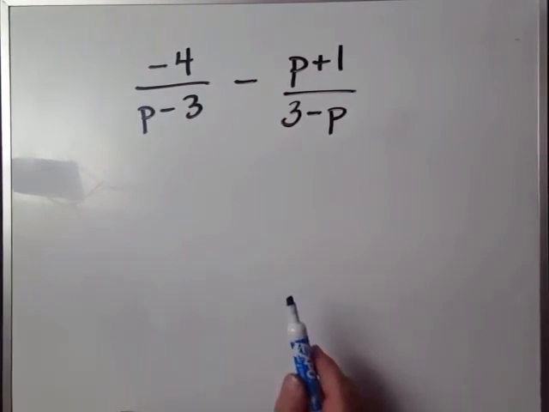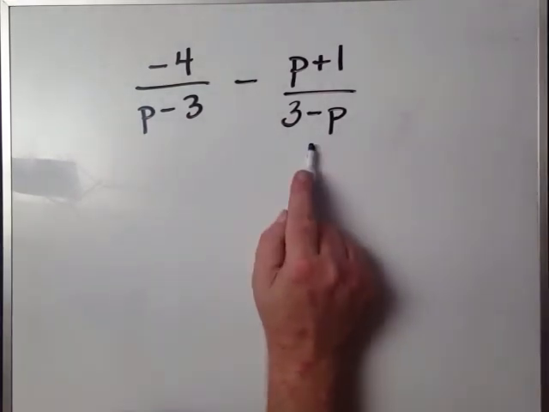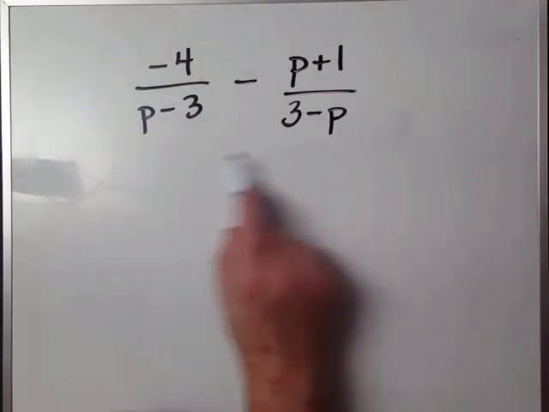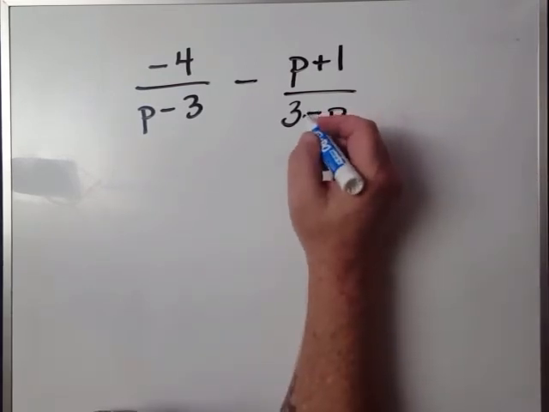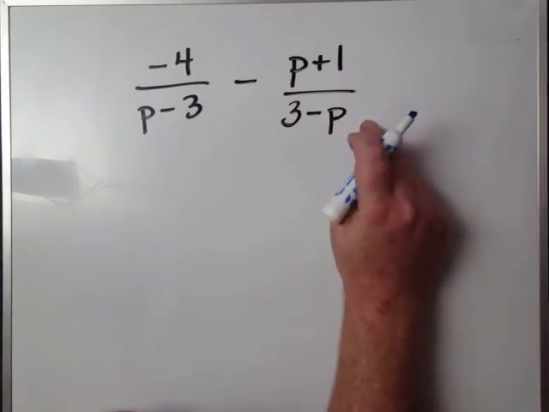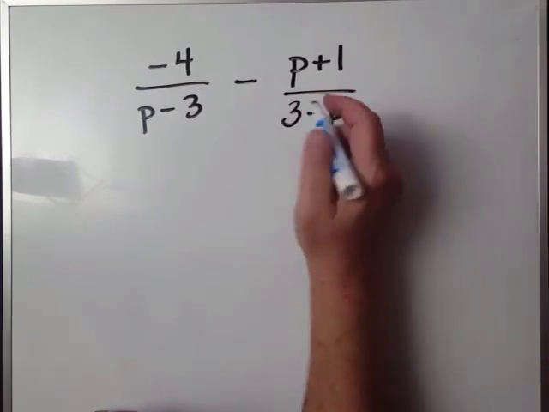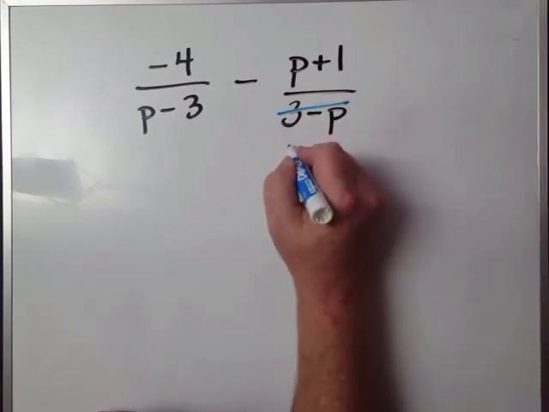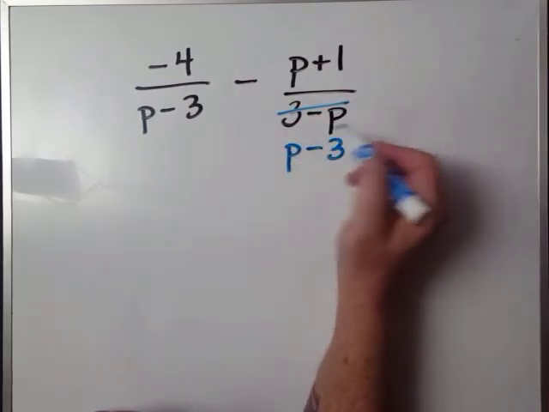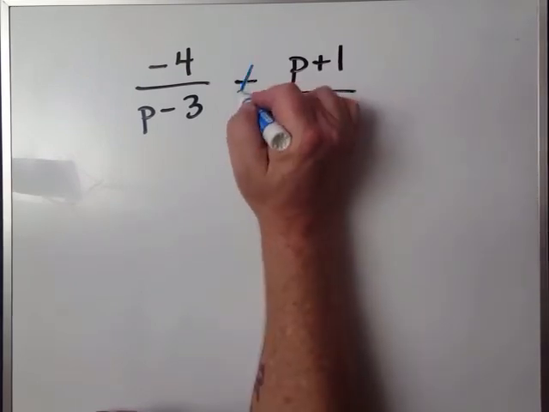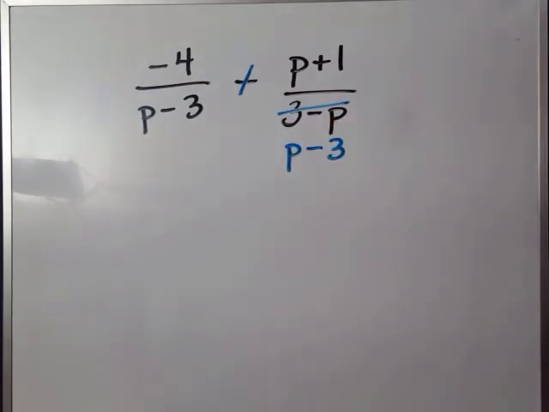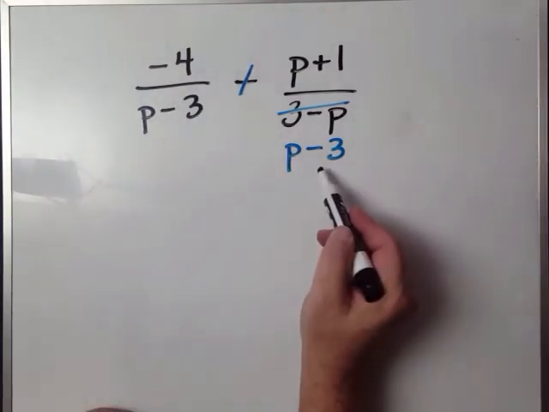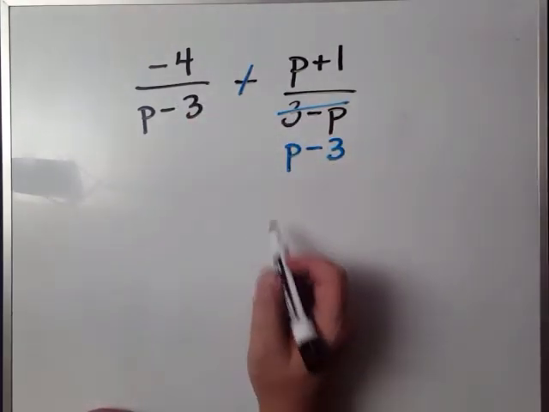This is a subtraction. My denominators are opposites. It's an easy task to get a common denominator here. I just need to take the opposite of one of these denominators. I'm going to choose to work on the second one. I'm going to take the opposite of this denominator and give the resulting negative to the front of the problem, which will change that subtraction to addition. Nice. Now we have a common denominator. Now we can add our numerators.